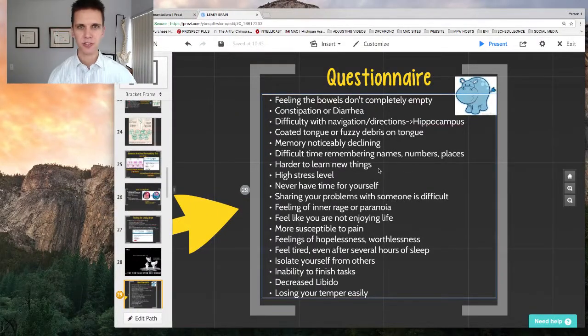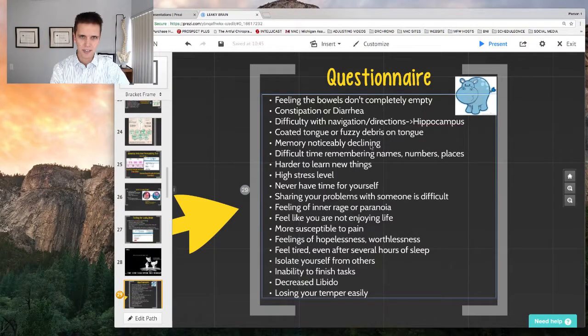Let's go through some questions again, just to help you really identify with this. Ask yourself these questions as well. Feeling as though the bowels don't completely empty. Are we constipated or do we have constant diarrhea? Difficulty with navigation or directions. That's a function of the hippocampus, and there's our little hippopotamus there. Coated tongue or fuzzy debris on the tongue. That can also be a physical diagnostic factor for candida.